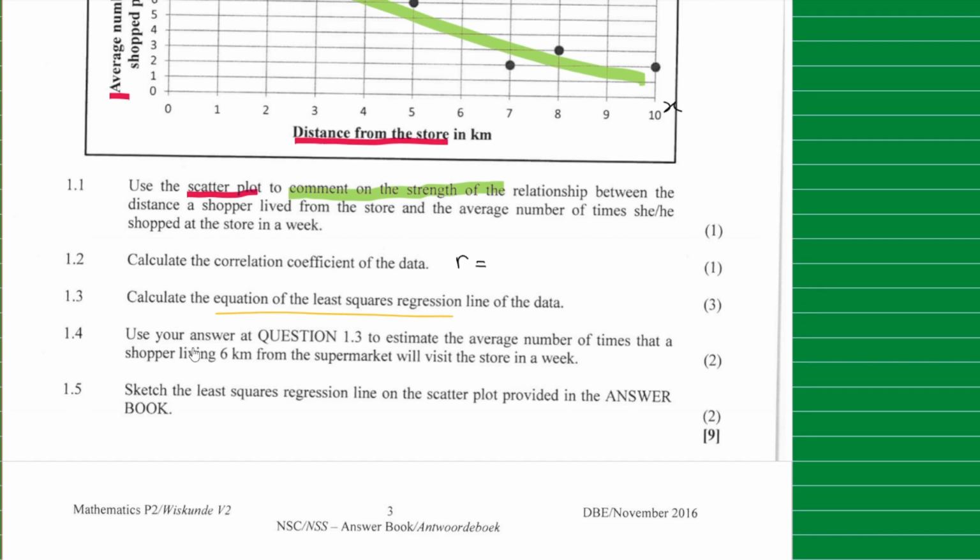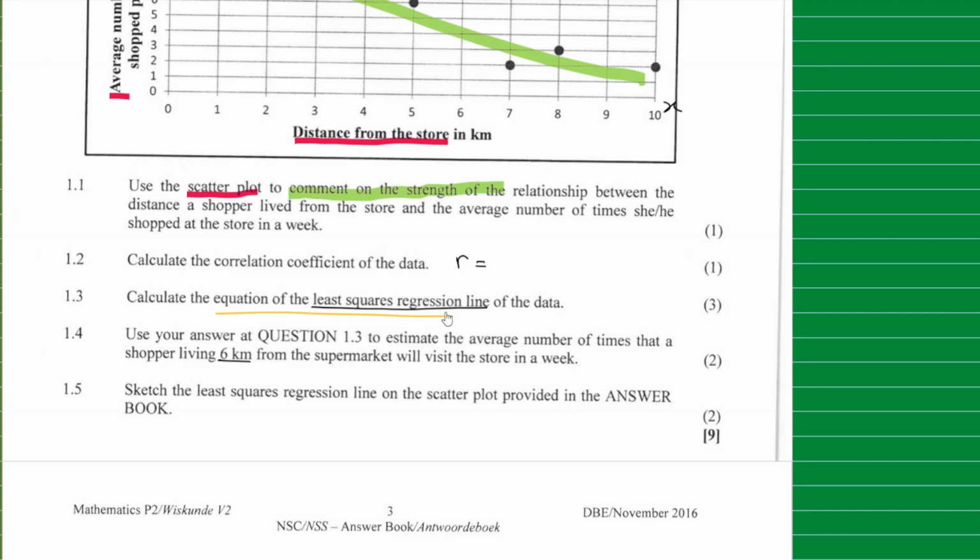1.4, use your answer at question 1.3, which means that equation that we have just obtained, to estimate the average number of times that a shopper living 6 kilometers from the supermarket will visit the store in a week. Now, here we have this term here, the least squares regression line. Maybe something that I should have explained from the beginning. Now, what is a least squares regression line?